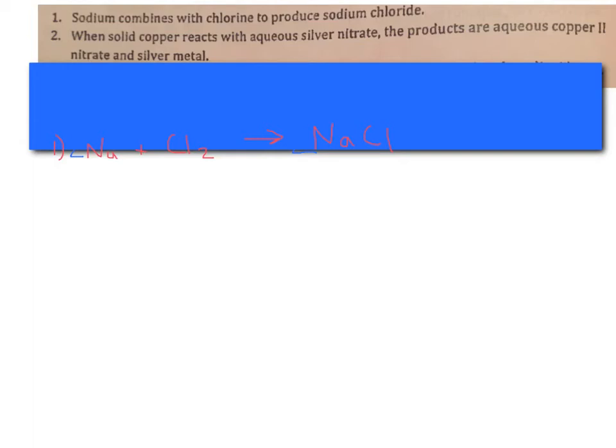So number 2, it says when solid copper reacts with aqueous silver nitrate. So in that case, they want us to put the type of matter that it is. So solid copper with aqueous silver nitrate to produce aqueous copper 2 nitrate and silver metal. This is a reaction we have done already in class.